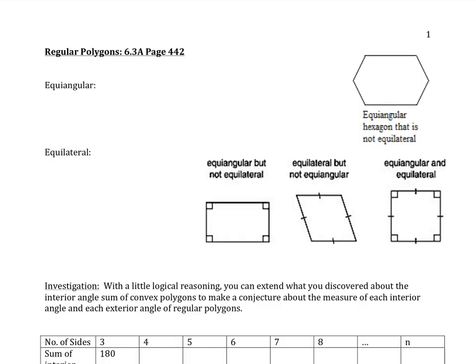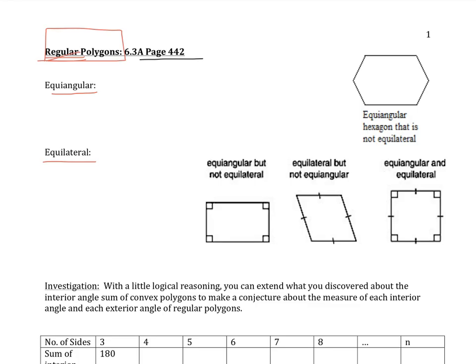6.3a is on regular polygons, and it is on page 442 in the book, so please follow along on page 442. So first of all, the definition of a regular polygon. A regular polygon is going to be both equiangular and equilateral.